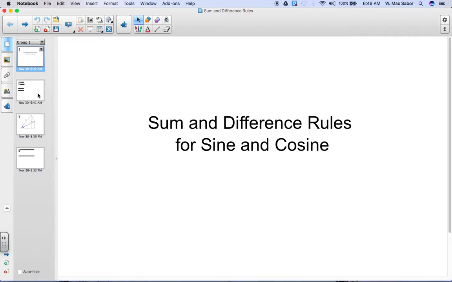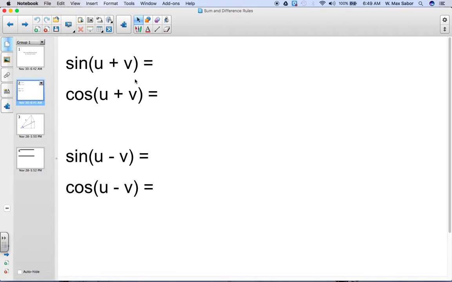We're going to start with our sum and difference rules for sine and cosine, and the question that motivates this is: is there a way that we can rewrite sine of u plus v? Now, sometimes we'd rather have, say, sine of x plus y, or sine of u plus pi, or something like that. But frequently, we'll want to rewrite it. So how can we rewrite it? The idea is to create a right triangle whose hypotenuse is 1, and has an angle that's equal to u plus v.